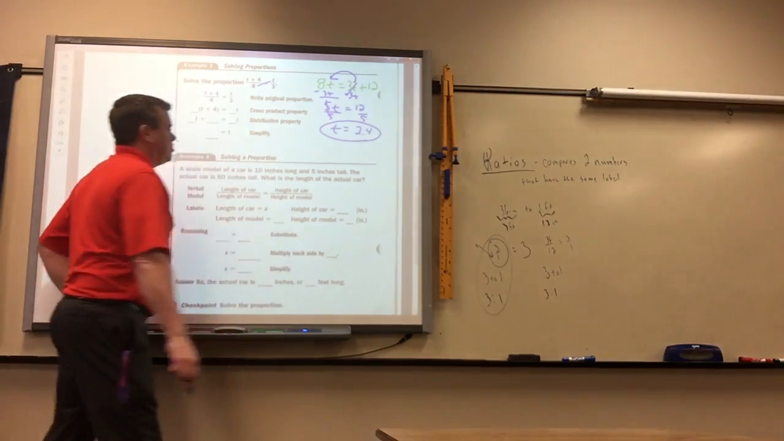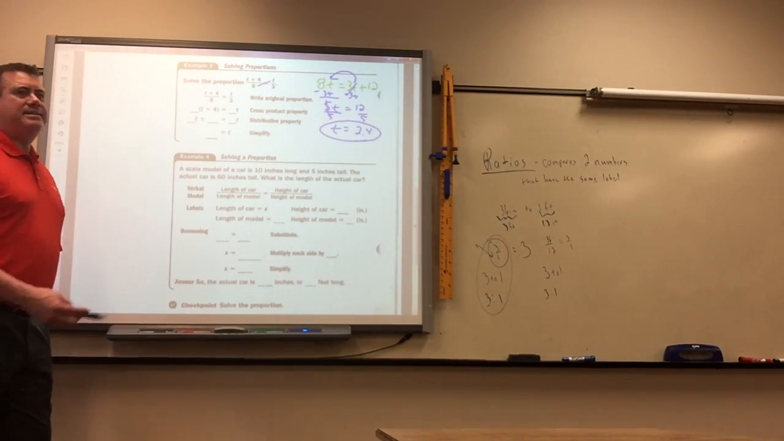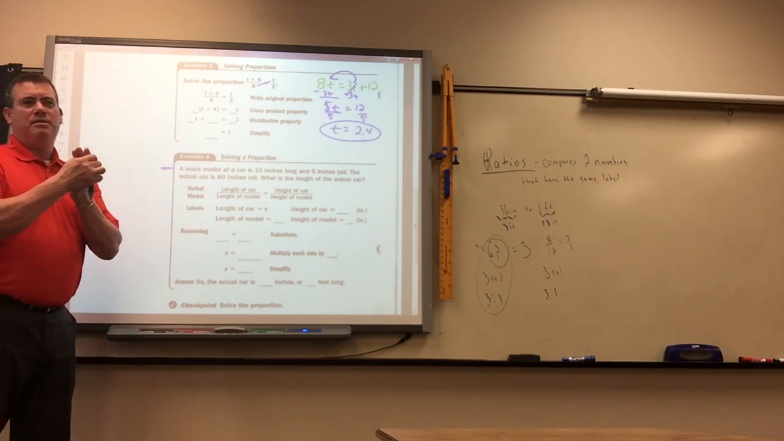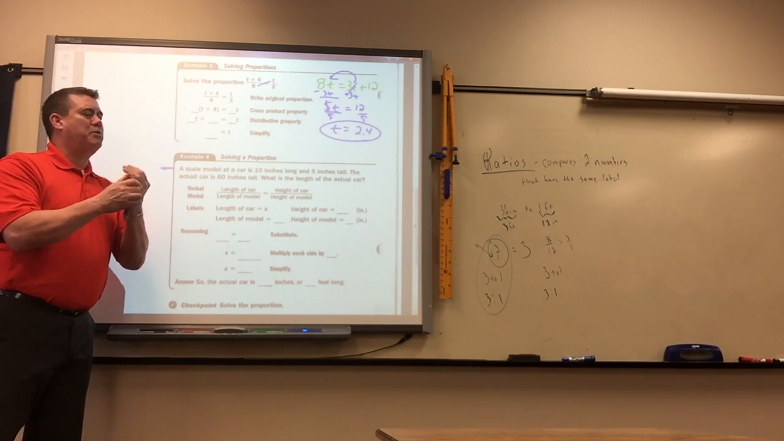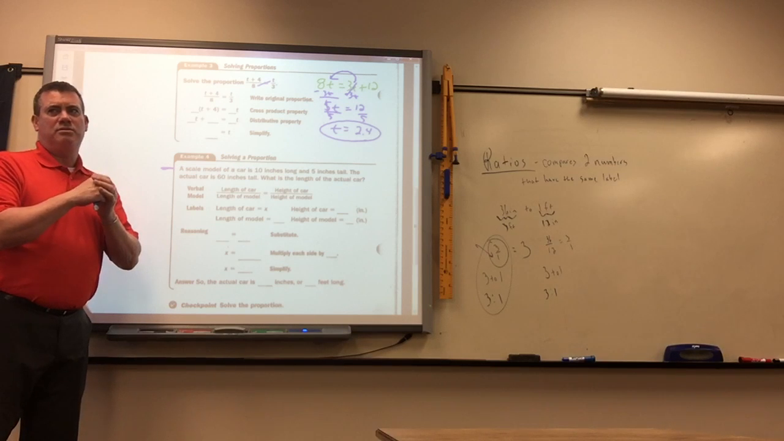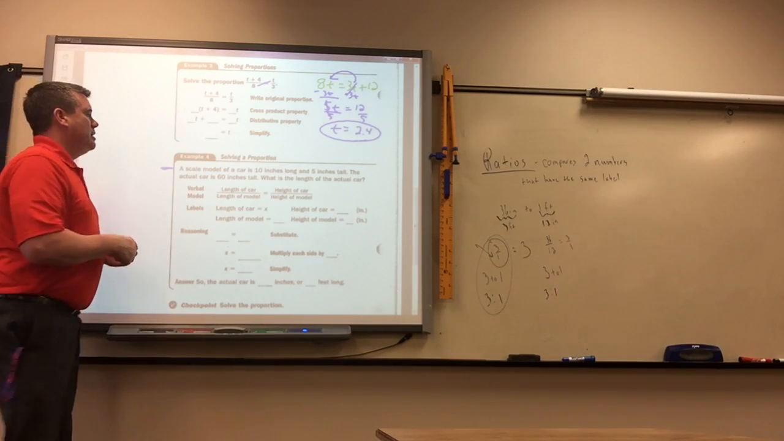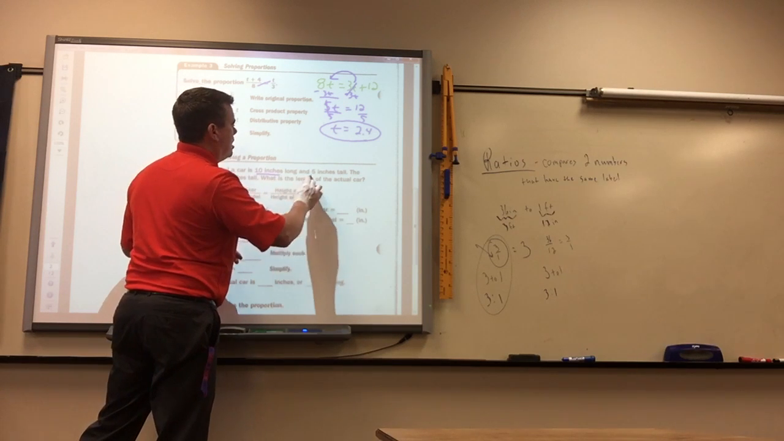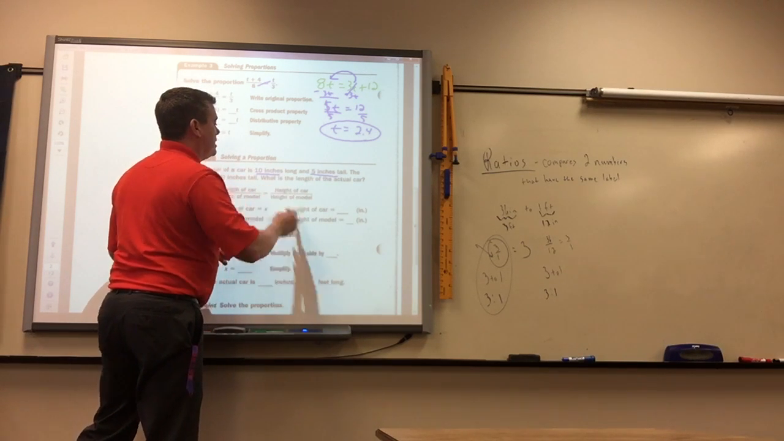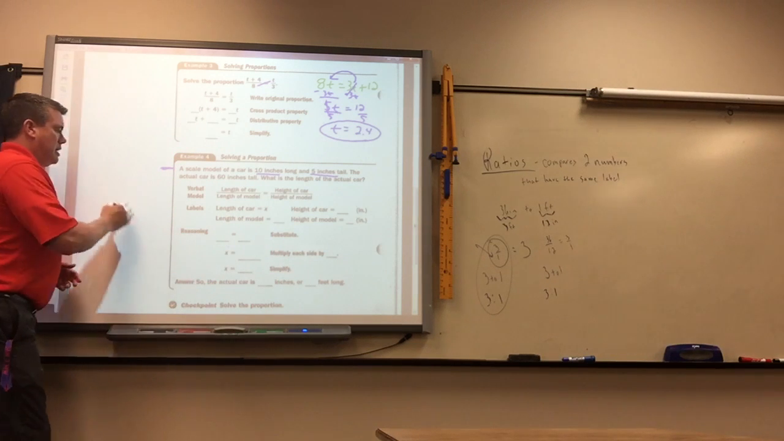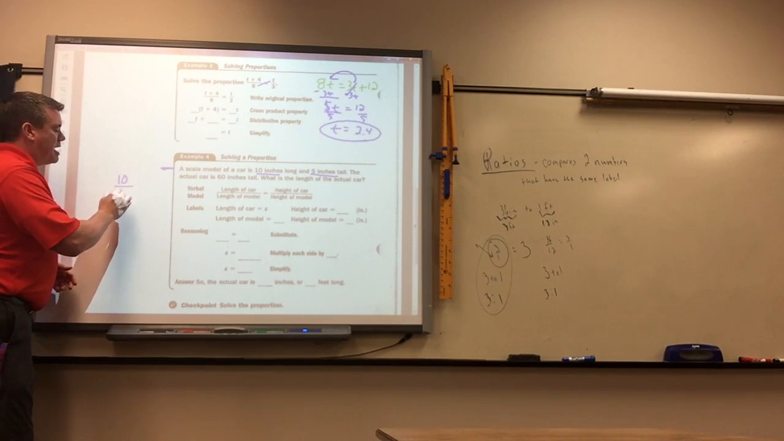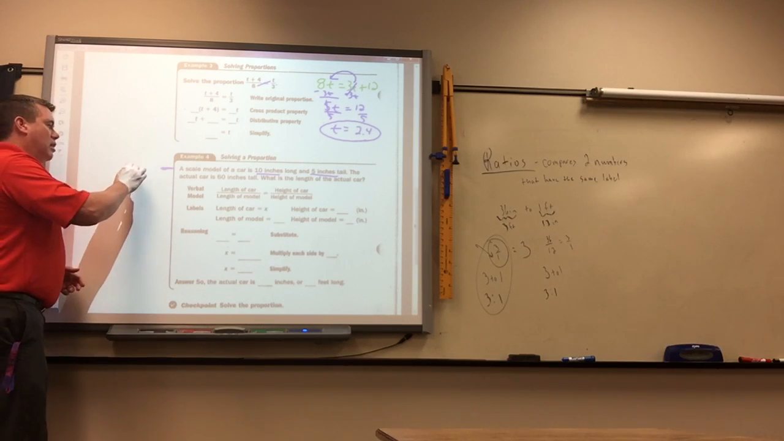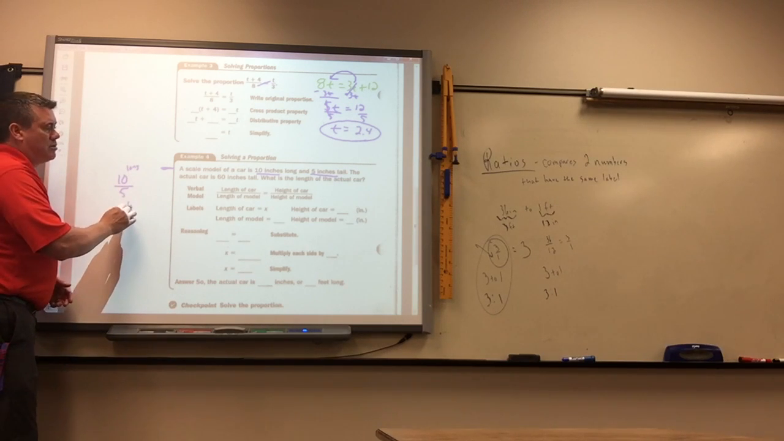So, setting up your own proportions. Anytime you have a word problem where they give you 3 numbers, and they're looking for a 4th, proportions are the easiest way to solve them. So here we've got a scale model that is 10 inches long and 5 inches tall. So what I would do is put 10 over 5, and then you just have to remember that 10 is long and 5 is tall.